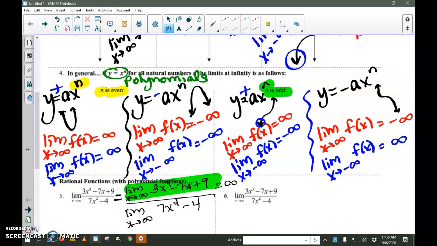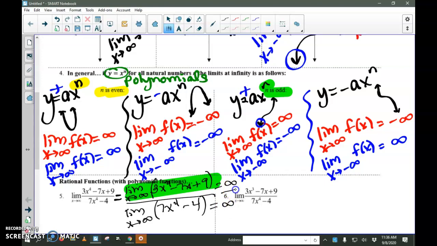Similarly, the limit as x approaches infinity of 7x to the fourth minus 4. Again, I should have parentheses around these two functions because the limit is being applied to both functions. And 7x to the fourth minus 4 is a polynomial function. It has an even degree, so the end behaviors are going to move in the same direction. It has a positive leading coefficient, and so as I look at the right side of my graph, as x approaches infinity, the overall function is going to also approach positive infinity.